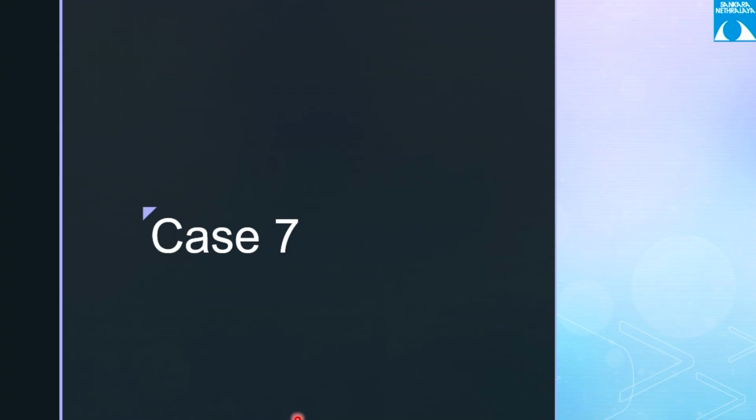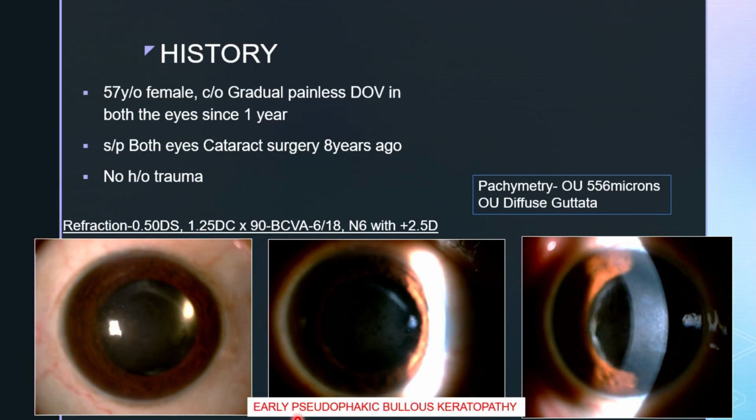Coming to case number 7, a 57-year-old female complains of gradual painless diminution of vision in both the eyes since 1 year. She had a history of cataract surgery done 8 years ago. There was no history of trauma. The best corrected visual acuity was 6/18 with minus 0.5 spherical diopters and plus 1.25 cylinder at 90 degrees, and N6 vision with plus 2.5 diopters of correction.